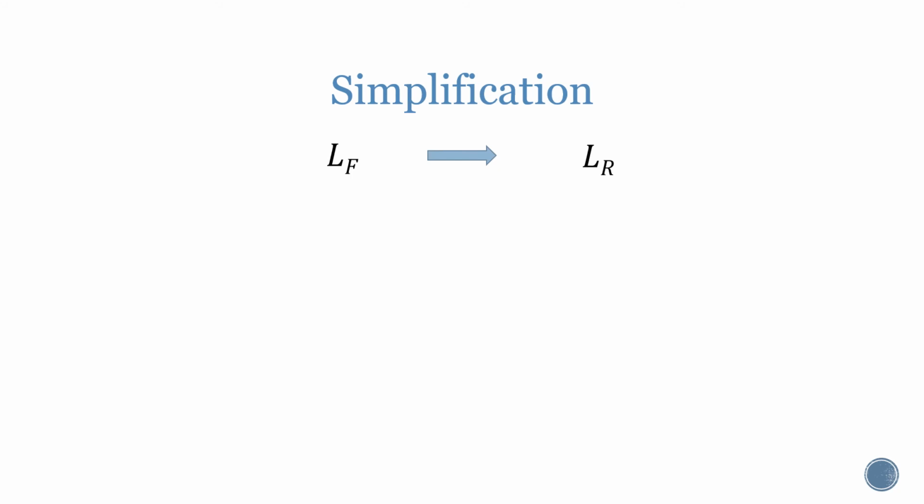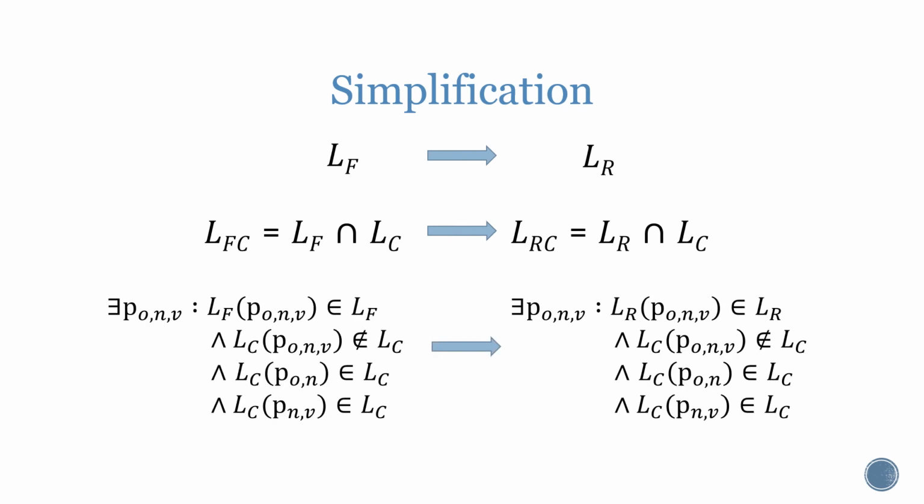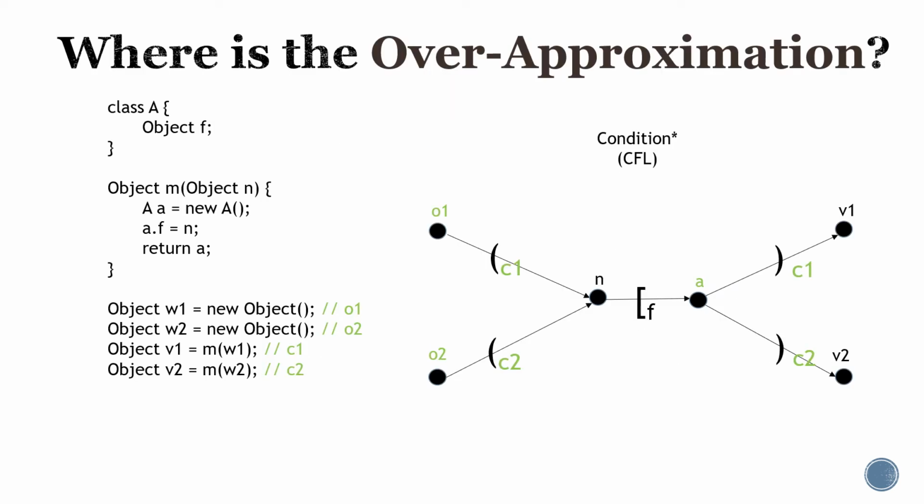As we talked about earlier, a field-sensitive and context-sensitive pointer analysis is often expressed as the intersection of two context-free languages. We can simplify it by leveraging such a dichotomy. We over-approximate the language by regularizing the field language. The context language is kept so as to keep as much context information as possible. Correspondingly, the condition for context sensitivity is relaxed to the version where the field language is replaced with the regular one. Then, what's the over-approximation?